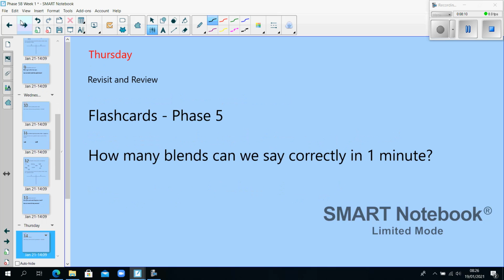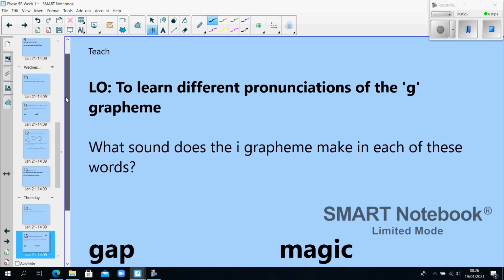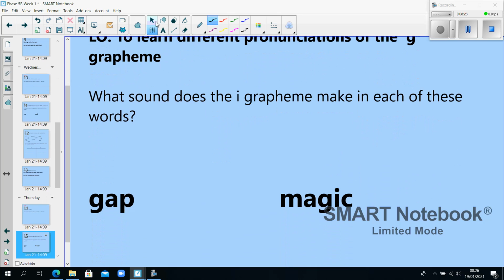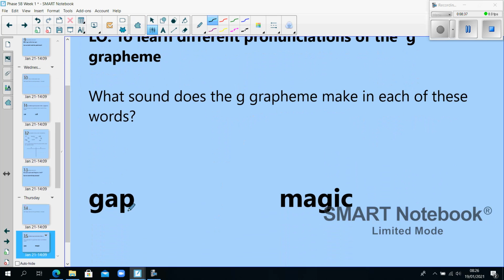Phase 5B, week 1, Thursday. For a revisit and review, I want you to look at flashcards for phase 5 Phonics Play speed trials. How many blends can you say correctly in 1 minute? Today we're looking at learning different pronunciations of the G grapheme. What sound does the G grapheme make in each of these words? Gap. Magic. We've got G and J sounds, haven't we?